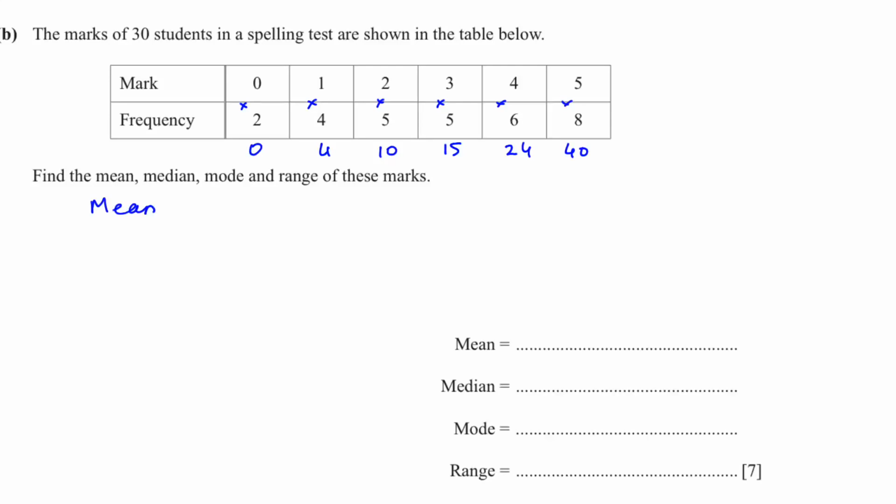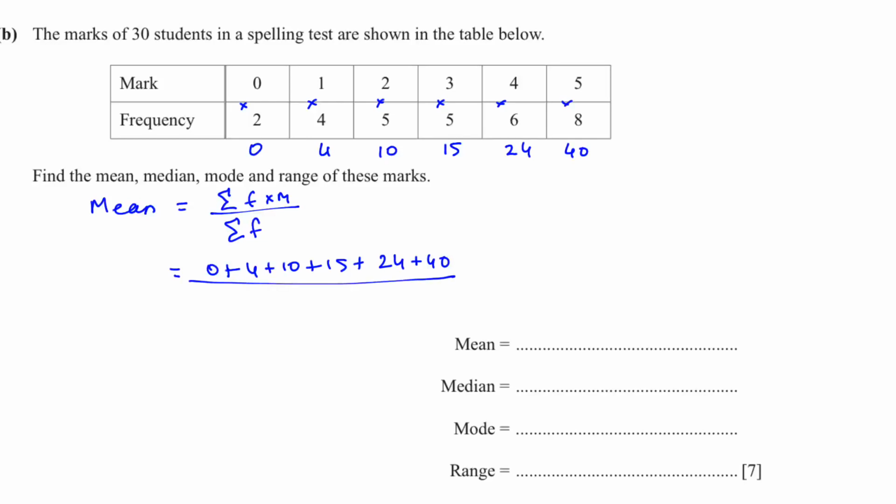To find the mean, we take the sum of the frequency times the mark over the total frequency. So 0 plus 4 plus 10 plus 15 plus 24 plus 40 divided by the total number of marks that the students got, which is 30, which is 3.1.